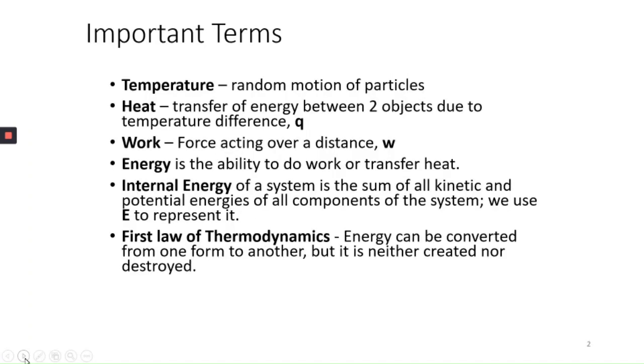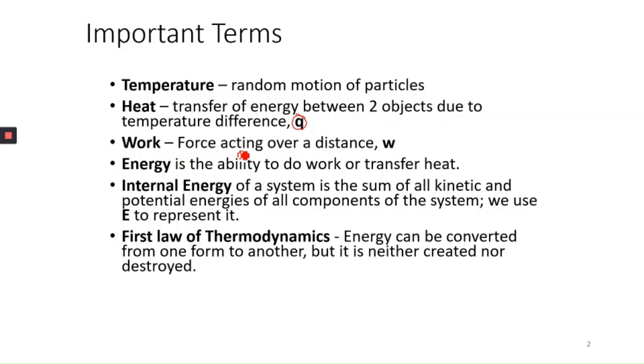So before we really dive in, there's a couple important terms that we're going to use. It's important that you understand their definitions. The first one is temperature. Temperature is just a random movement of particles. Not to be confused with heat, which is really the transfer of energy between two objects due to a temperature difference. And the variable that we use to represent heat is this lowercase q.